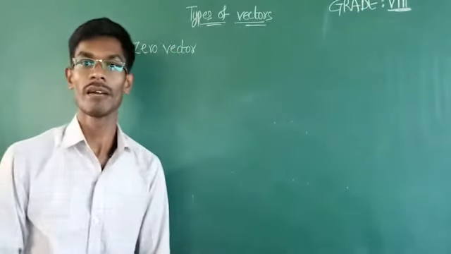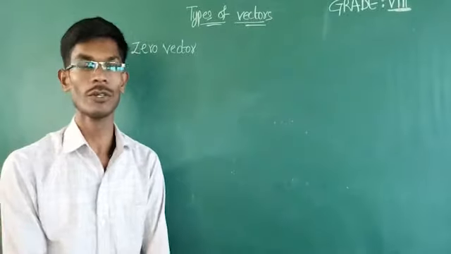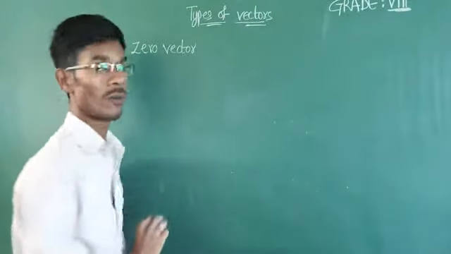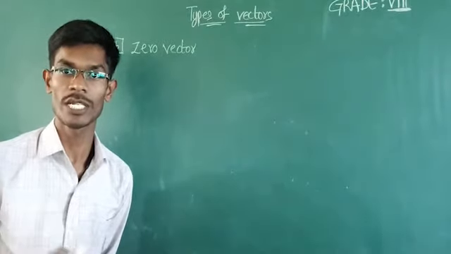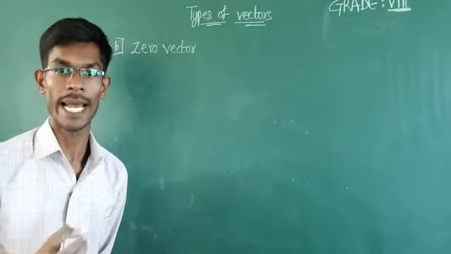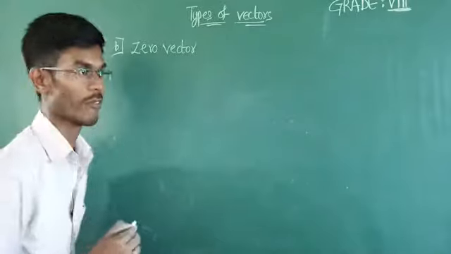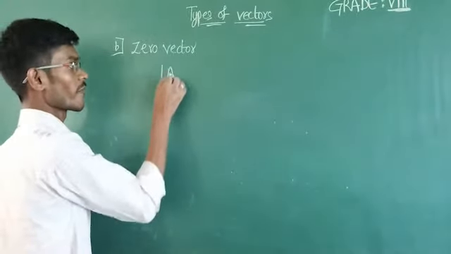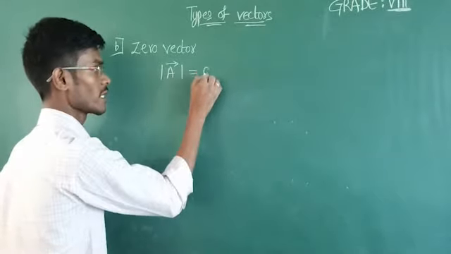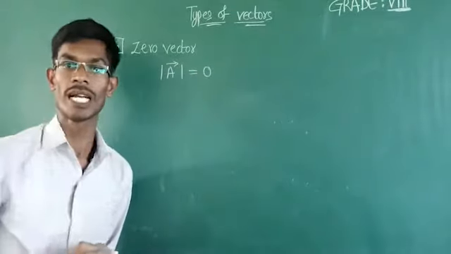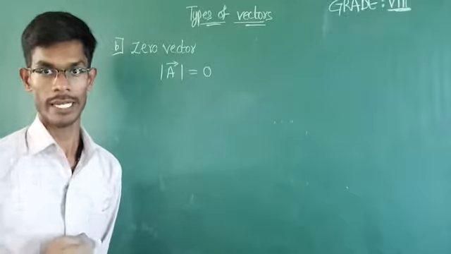So the sixth one is zero vector. The vector whose magnitude is equal to 0 is known as a zero vector. If I consider a vector A bar and the modulus of A bar is equal to 0, we call it a zero vector.